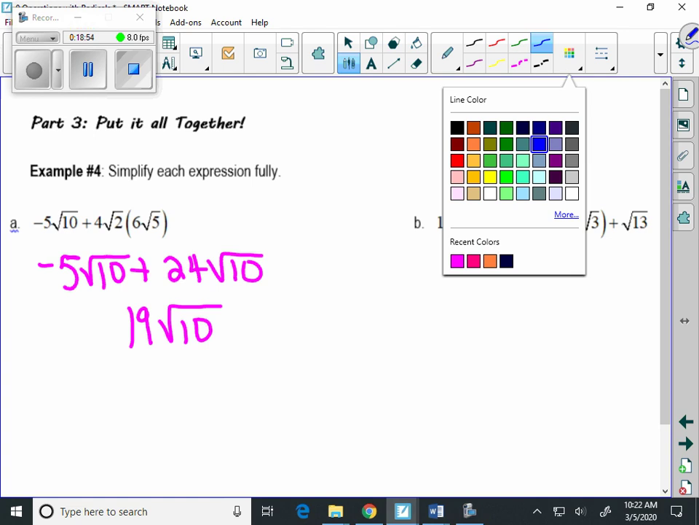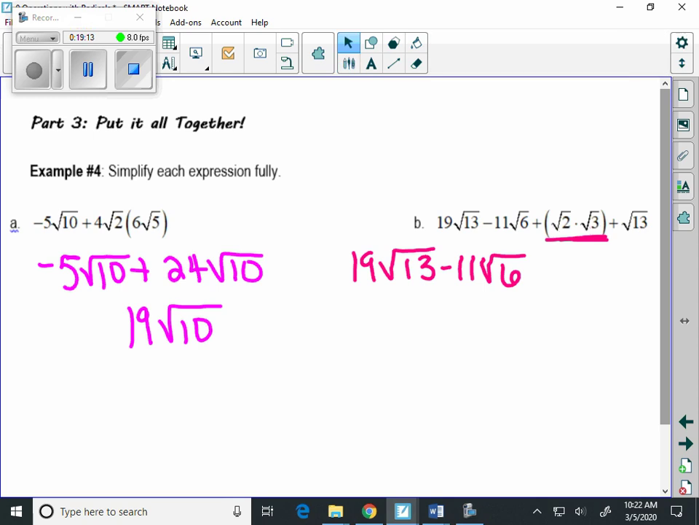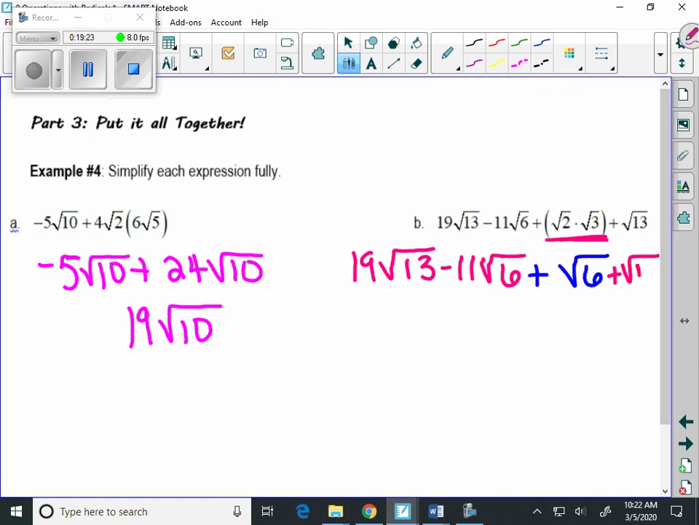Letter B. Same kind of thing. First thing that I notice in here is that we have parentheses. There's a grouping symbol. We're going to start with this. I'll do better on my space. So it's 19 square root of 13 minus 11 square root of 6. And then here, it's going to be plus the square root of 6. We multiply those two together. And even so, I'm tight on space. But plus the square root of 13.